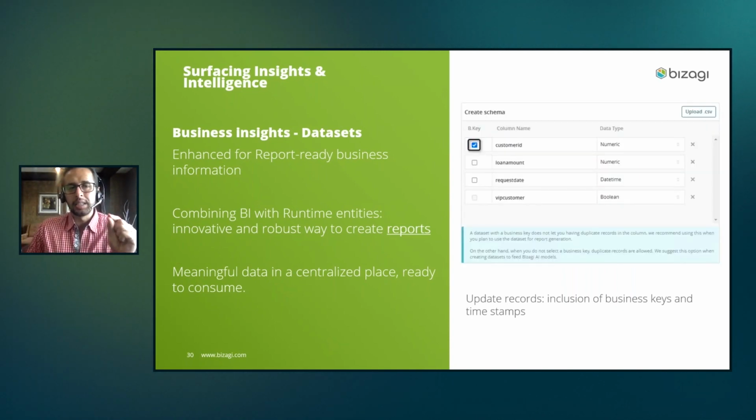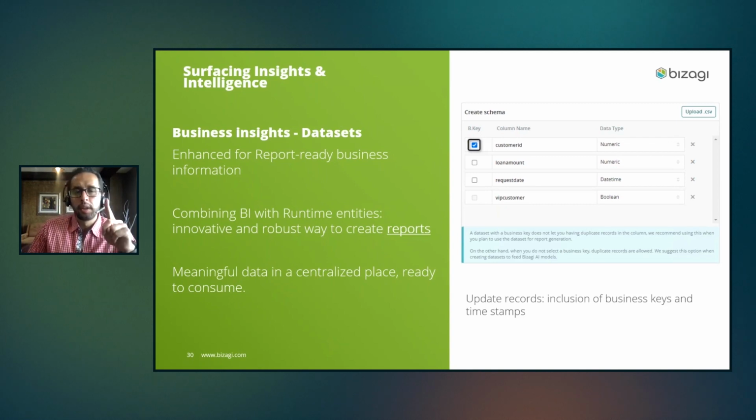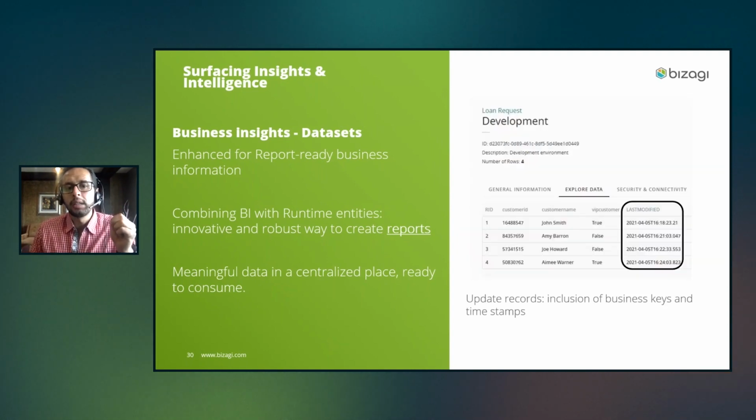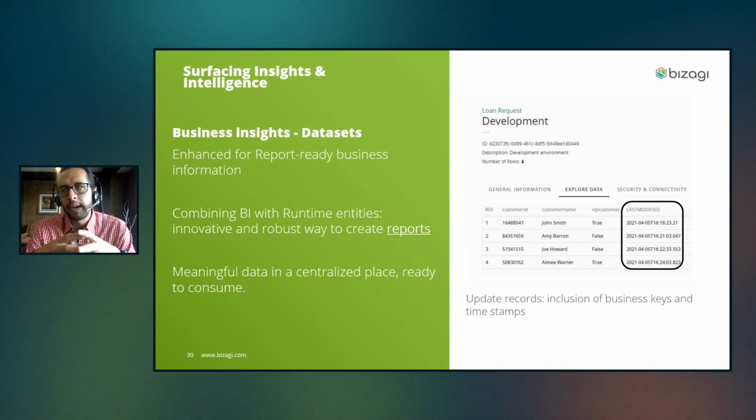In the business insight datasets option, we have also included two important updates. One, to have business keys in the records that we have inside our dataset, so that we can update the information in a much easier way. And second, we have included timestamps in the dataset. So in that way, we can even know when a record has been modified or when the record was created. And with this, get much more information for the processes that I am working on.